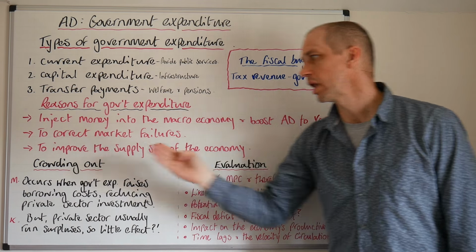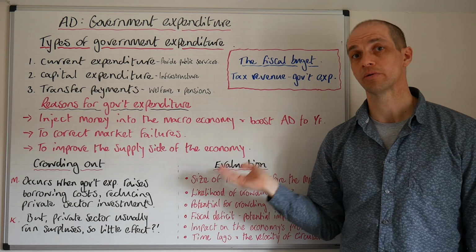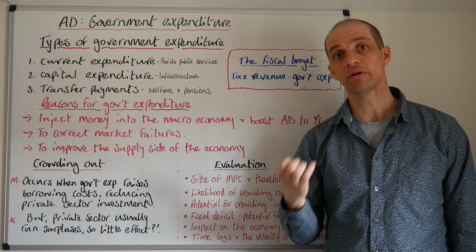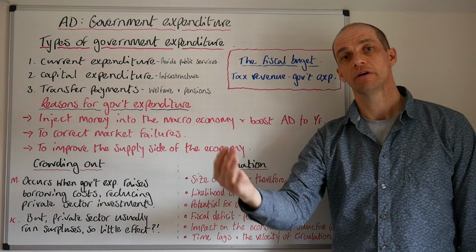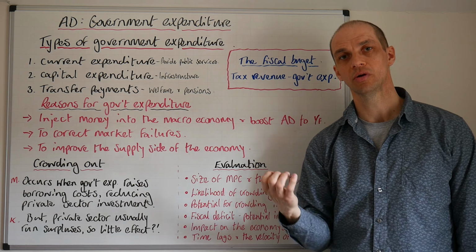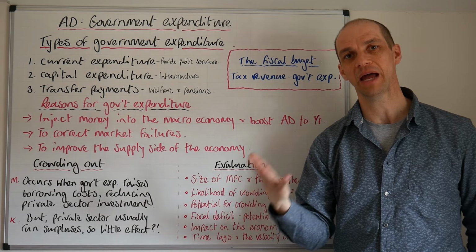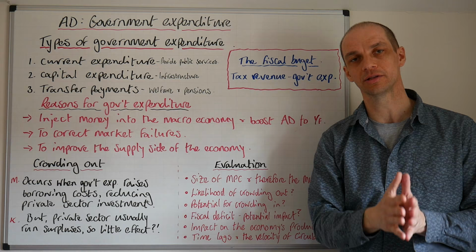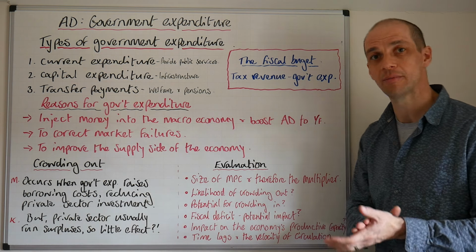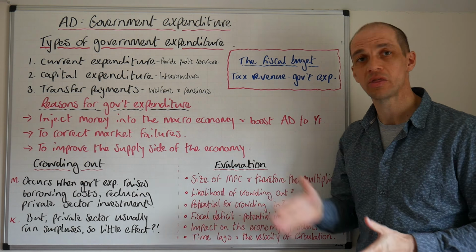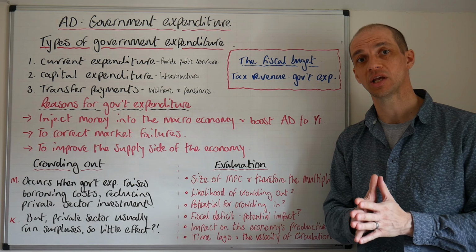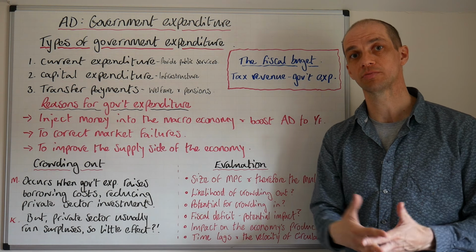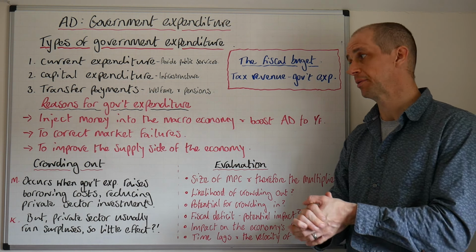Thirdly, to improve the supply side of the economy. We mentioned that in relation to our capital expenditure, that you can improve the supply side of the economy. Of course, there's the HS2 project and the Northern Powerhouse, which was proposed and really took flight under David Cameron and George Osborne, and really they were thinking about rebalancing economic growth in the economy and trying to achieve a more prosperous northern economy.